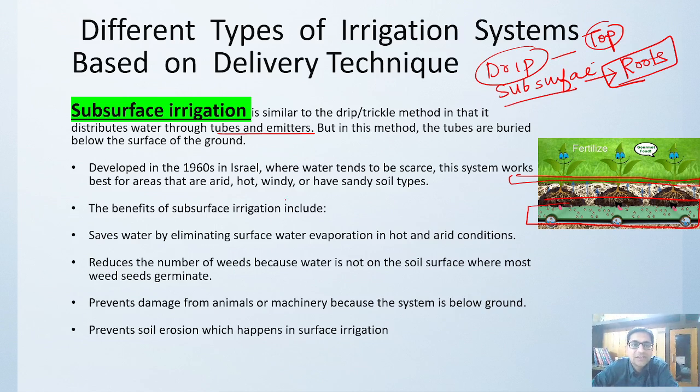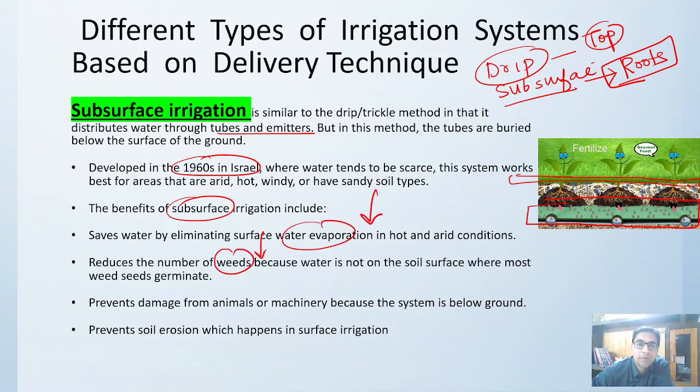Okay, in 1960 it was developed in Israel, because you know Israel is a water scarce country and they have a very hot, arid and windy climate. So subsurface irrigation is very important in order to prevent evaporation. So water evaporation will come down.